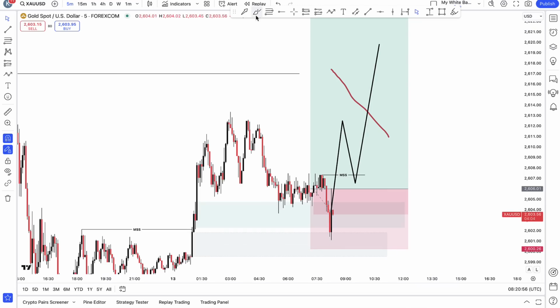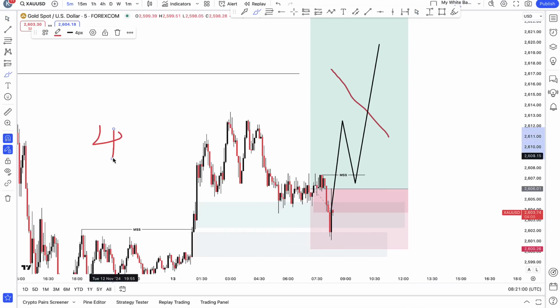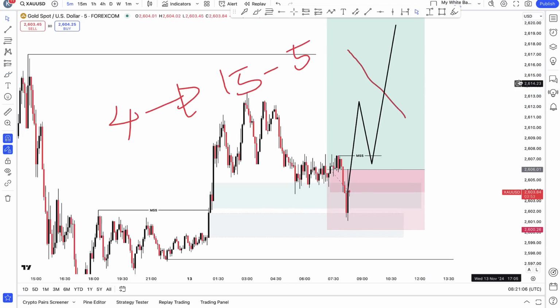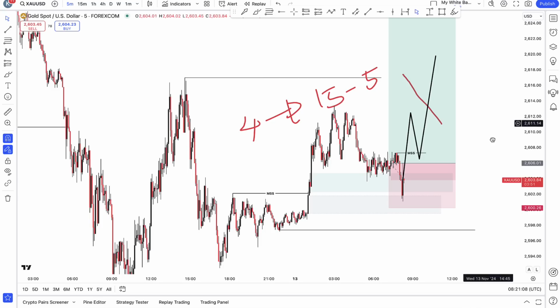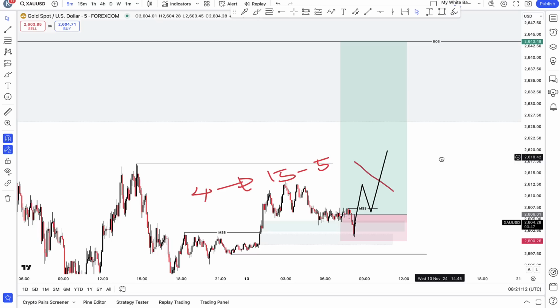This is the 5 minute. I just used 4 time frames for this. I used the 4 hour. I used the 15 minutes. And now the 5 minute is my entry time frame. As simple as that. So if you want to catch the big moves, that's how to go about it. Your target is obviously the middle of this.